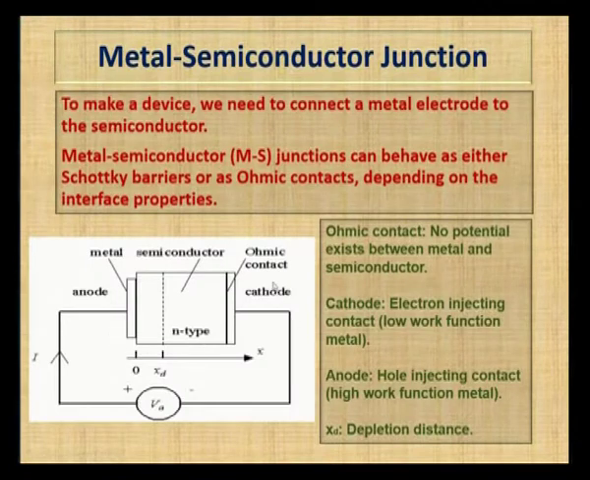First thing, this is how the MS junction looks. This MS junction will have a metal and a semiconductor. This is called ohmic contact. Why? Because there is no potential barrier between metal and the semiconductor here, that is why it is called ohmic contact. This is a metal and semiconductor.